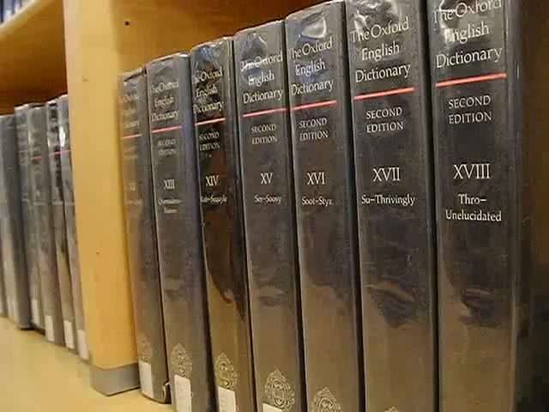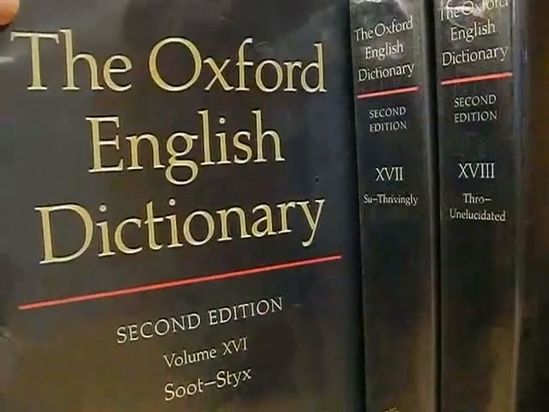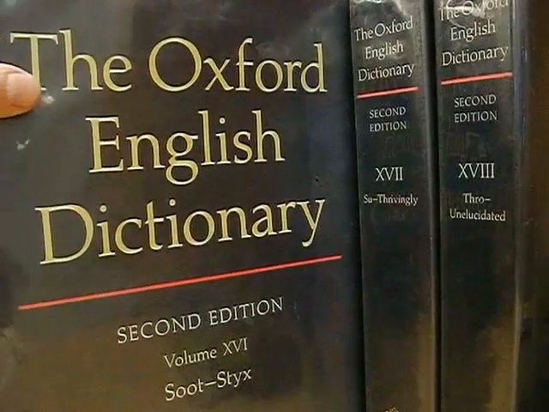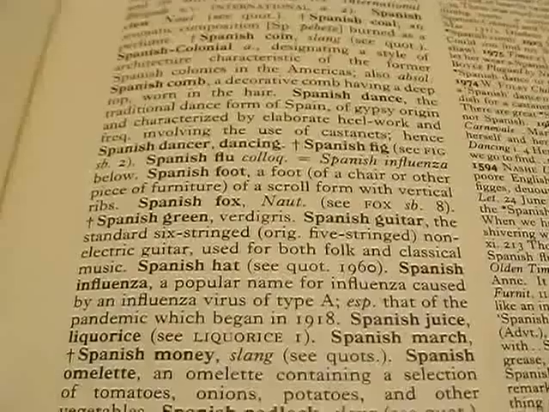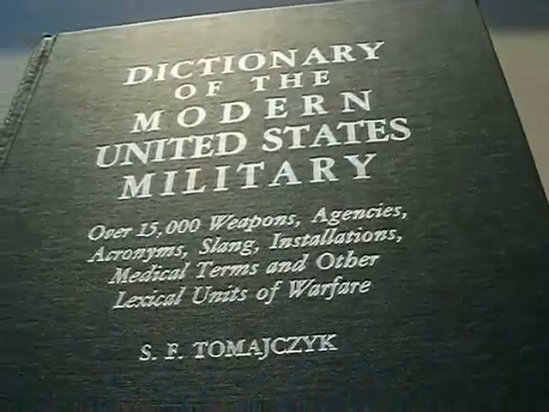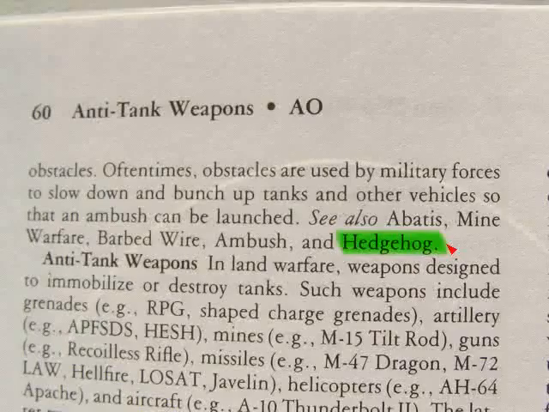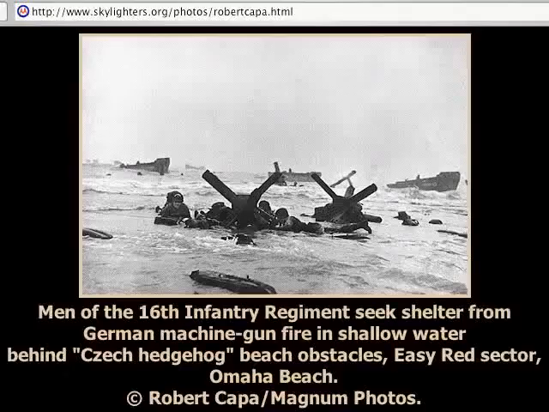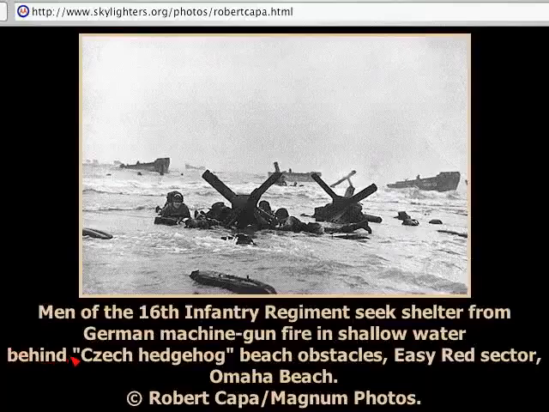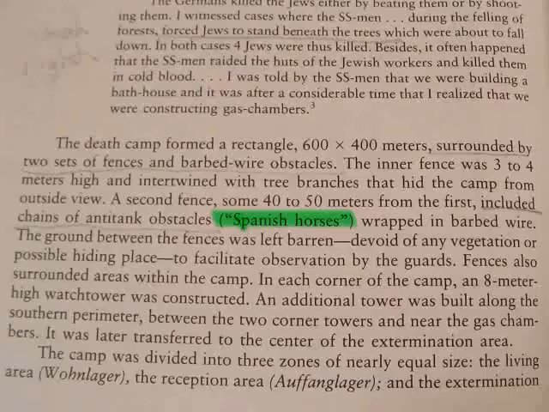We go to the San Francisco Public Library and use their big multi-volume dictionary, though it looks like an encyclopedia. It's a dictionary. And look up Spanish horse. It's not there. We then consult a military dictionary, and it doesn't mention Spanish horses either. We do find that a certain type of anti-tank obstacle is known as a Czech hedgehog, the kind we saw in the Capa photo. So it begins to look like somewhere a long time ago an alleged Treblinka eyewitness couldn't remember the name Czech hedgehog, and as happens with memory, came up with the term Spanish horse instead.